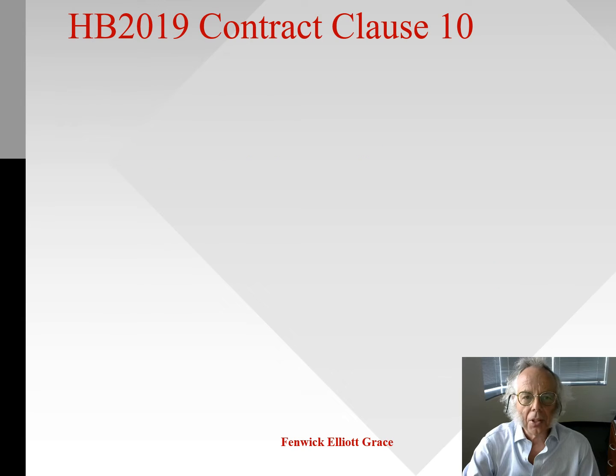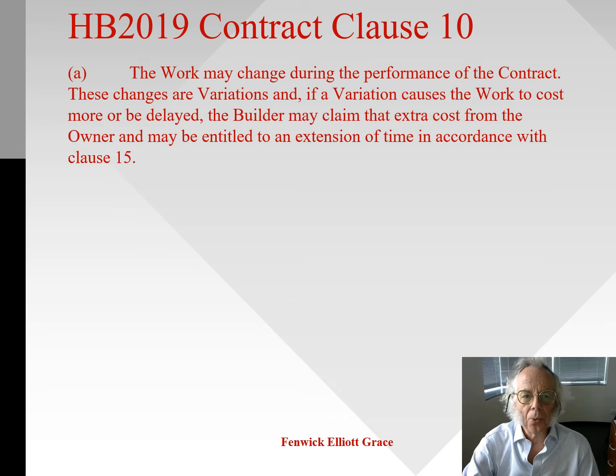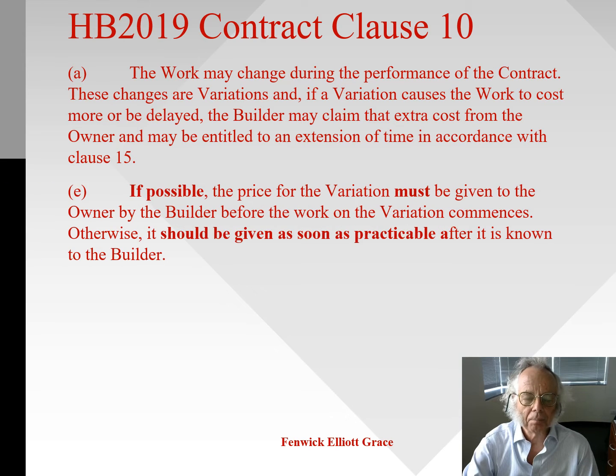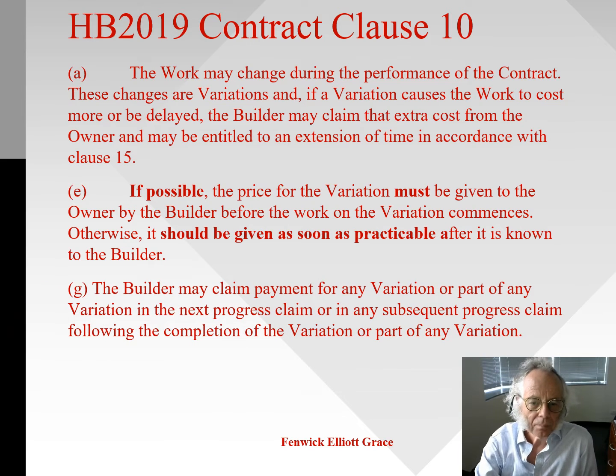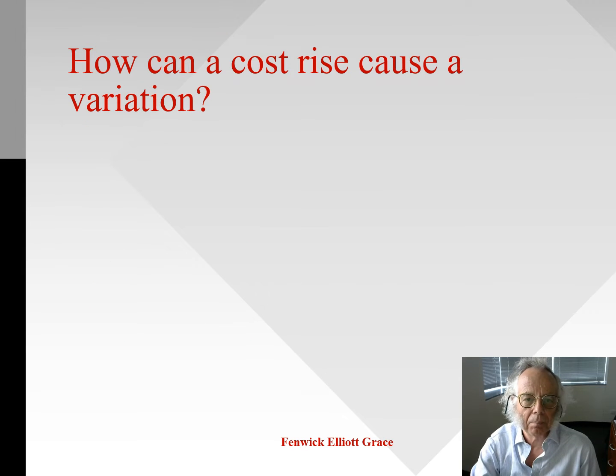Under the HB 2019 contract, clause 10 talks about variations. It allows the work to change during the performance of the contract, and these changes are variations, and the builder can get extra cost and maybe extra time. If possible, subclause E says the price for the variation must be given to the owner before the work commences. Otherwise, it should be given as soon as practicable after it's known to the builder. And then the builder can claim payment for any variation in the next progress claim.